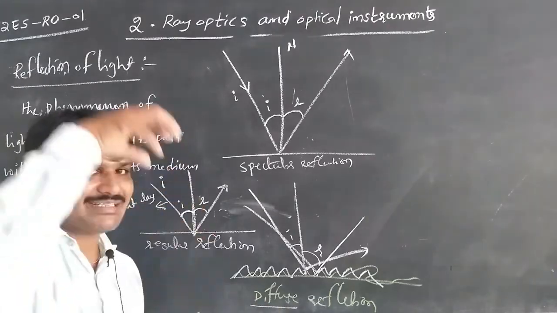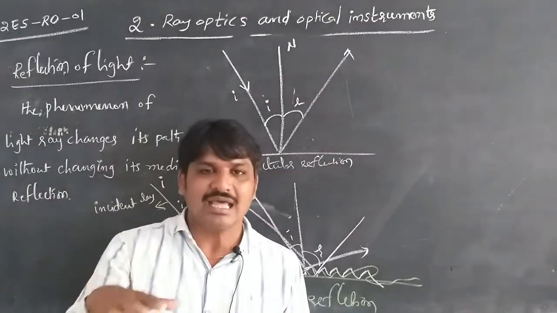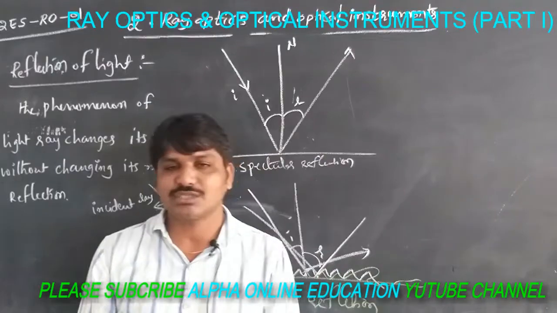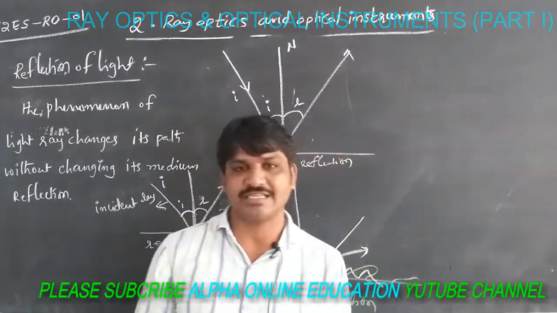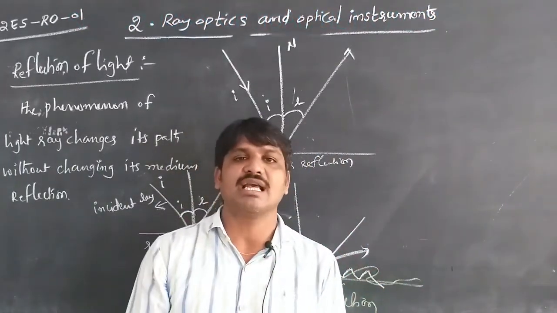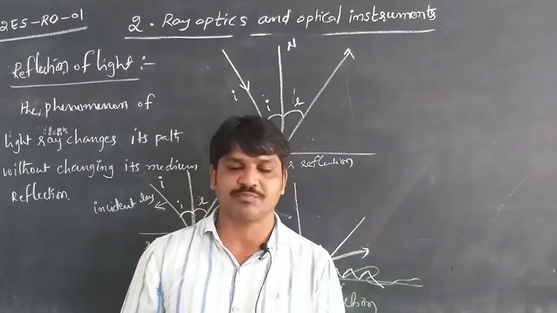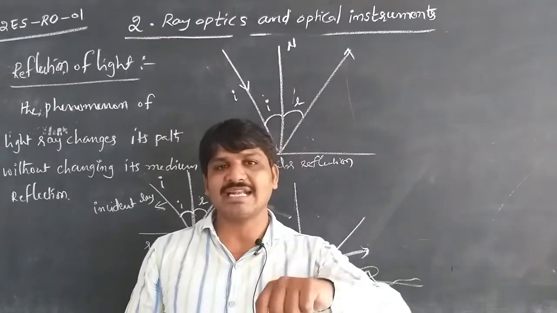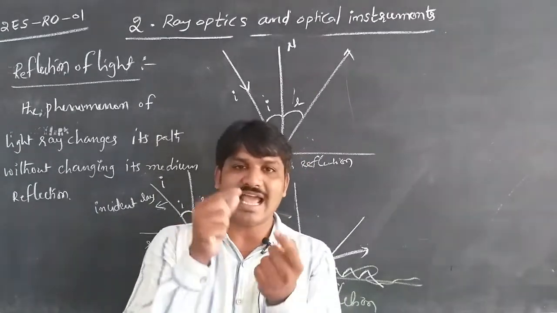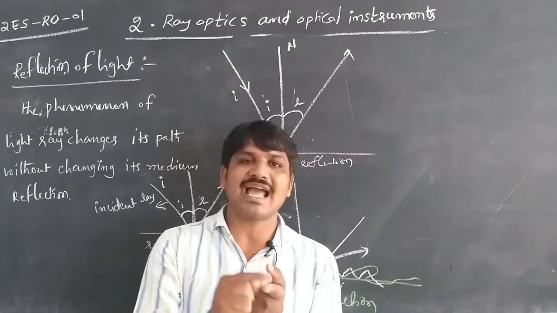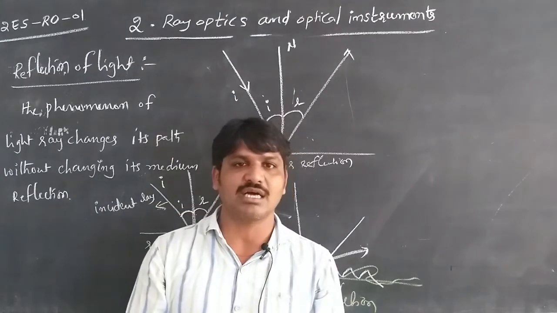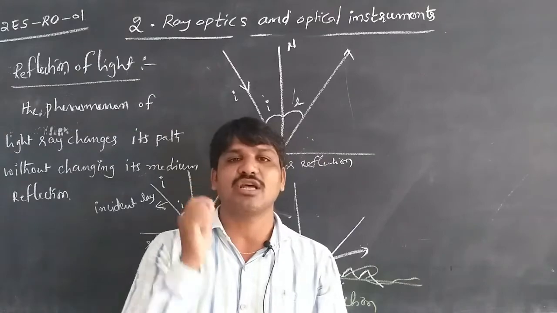Whenever the light ray is incident on a rough surface, the angle of incidence is not equal to the angle of reflection. So that's why we call it diffuse reflection. In a smooth surface, when the light ray is incident on the surface, the angle of incidence equal to the angle of reflection is called specular or regular reflection.